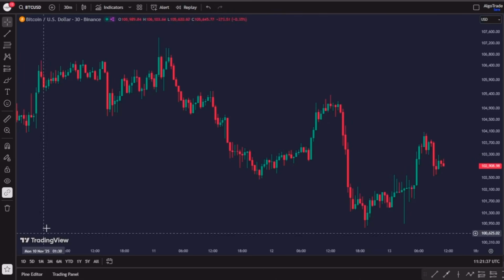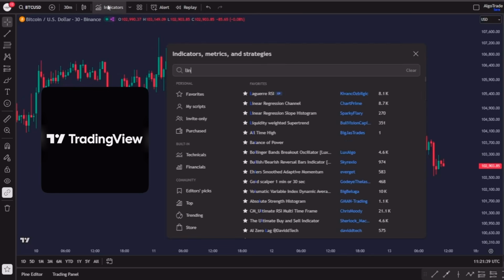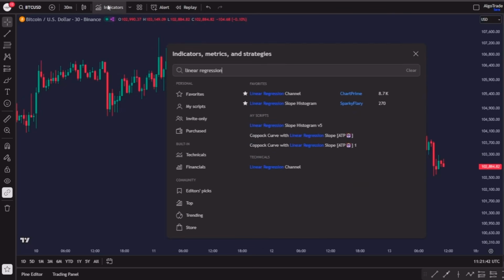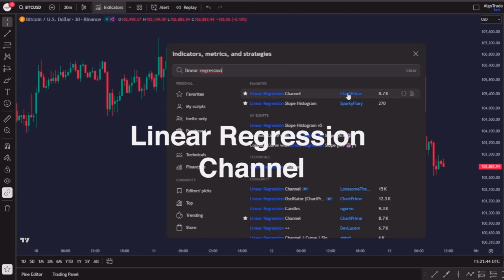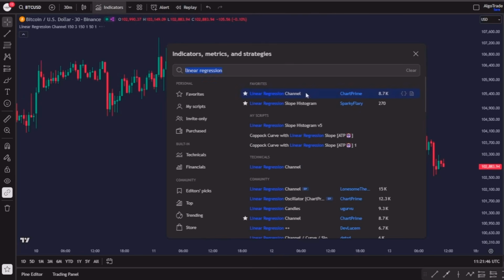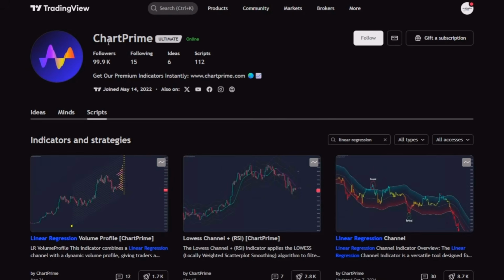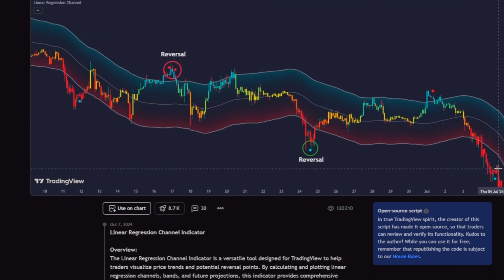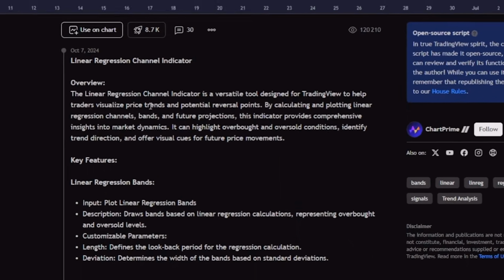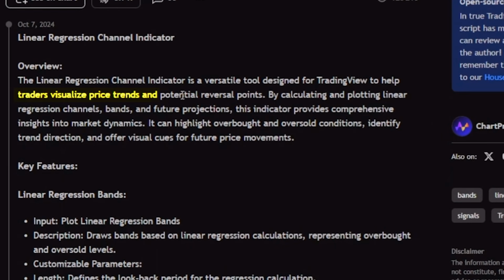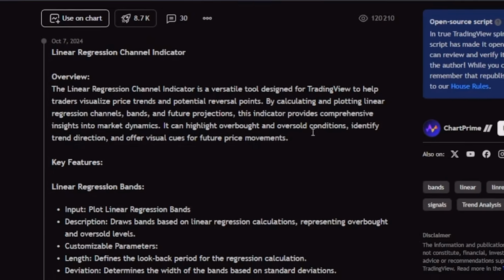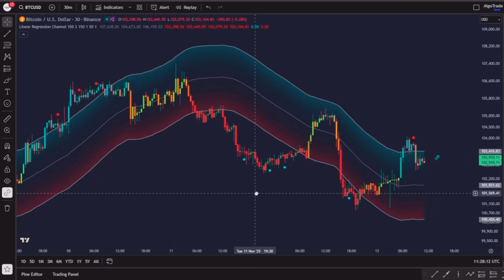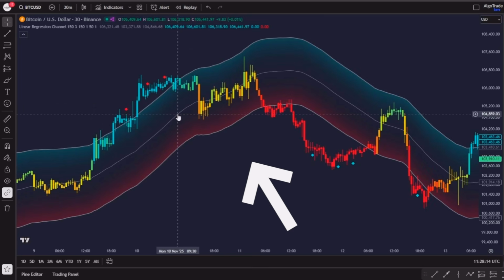So first of all, let's open up TradingView and search for this indicator. It's called Linear Regression Channel by ChartPrime and it's completely free. If we visit the official TradingView page from ChartPrime, they describe this indicator as a tool designed to help traders visualize price trends and potential reversal points. Once added to the chart, here's what you will see.